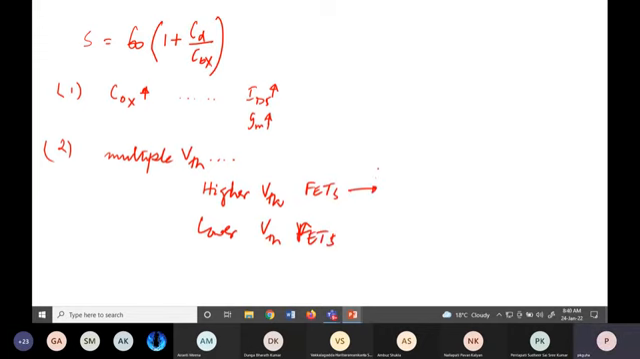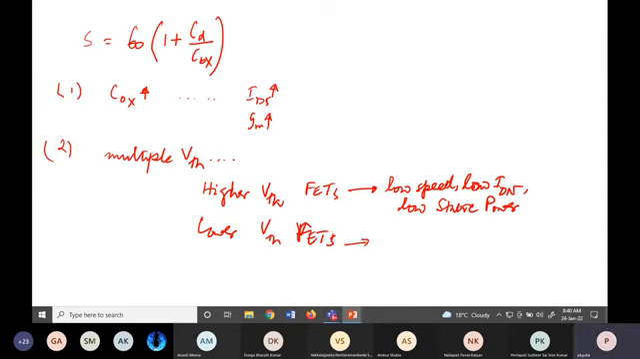So higher VTH FETs will have low speed, low Ion, right? Because VTH is high, and Ion depends on VGS minus VTH. So if VTH is high, you'll have low speed, low Ion from the FET. But the most important is low static power dissipation, because high VTH means, you remember, the Ioff will be low, right?